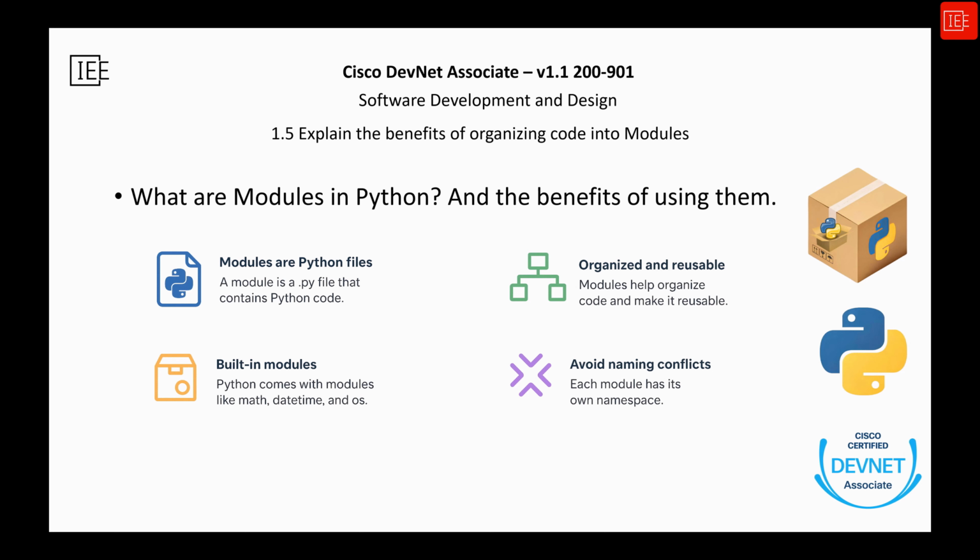Beyond the built-in ones, you can install third-party modules like Netmiko or Paramiko or requests. These are professionally built and tested tools you can just plug into your project. Instead of spending weeks writing your own SSH library, you just import Netmiko and get going. So to sum it up, modules in Python are just files containing code, but their impact is huge. They help keep your work organized as well as reusable and easy to maintain.